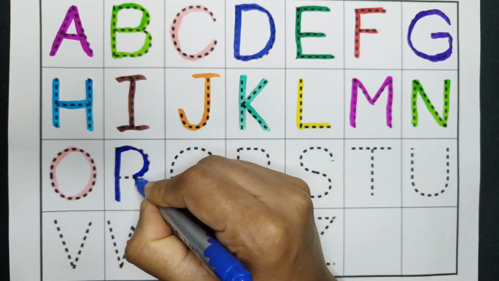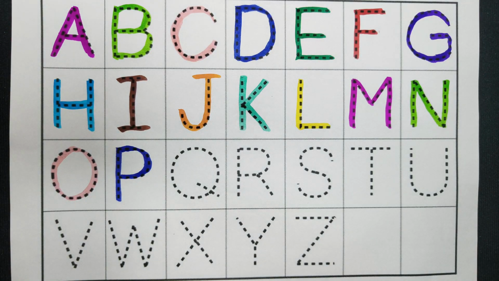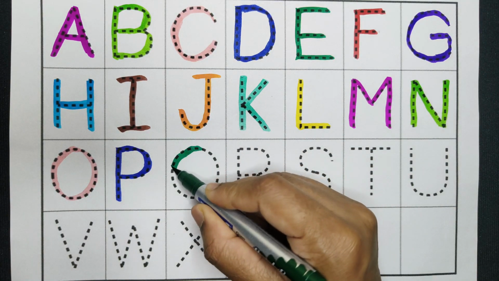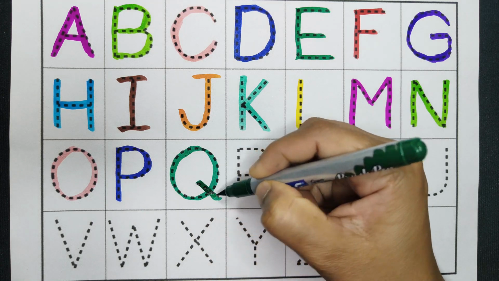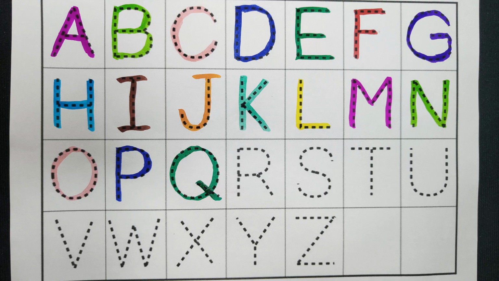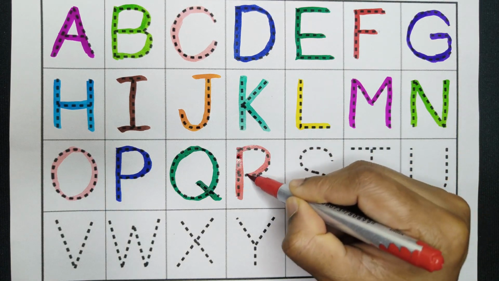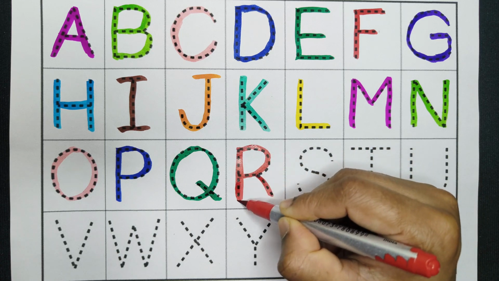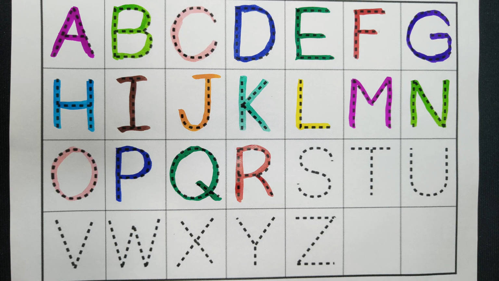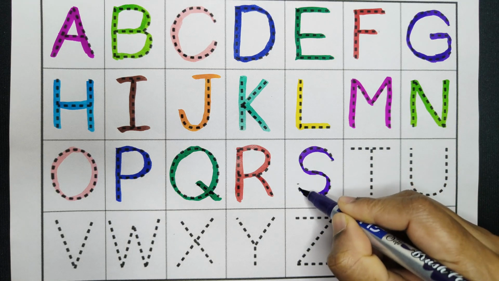P for peacock. Q for queen. R for rat. S for snake.